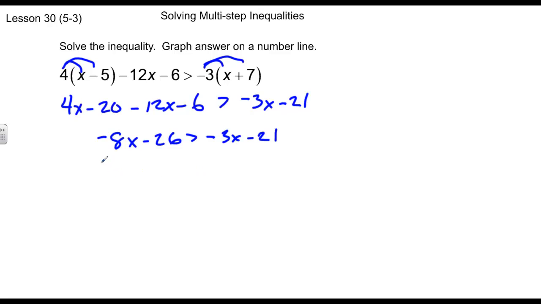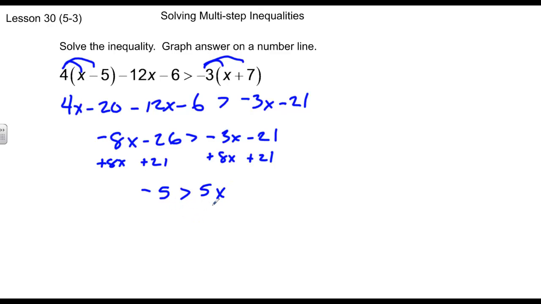So if I'm going to do that, I'm going to add 8x to both sides. And you don't have to do this, but I just prefer it. And then I'm going to need to get all the x's to one side and all the numbers, or constant terms, to the other. So I'll add 21 to both sides as well. The 8x minus 8x goes away. -26 plus 21 is -5. And that's going to be greater than positive 5x.